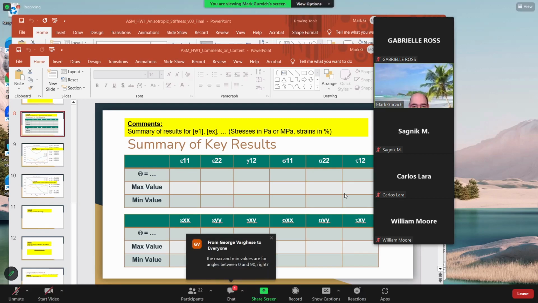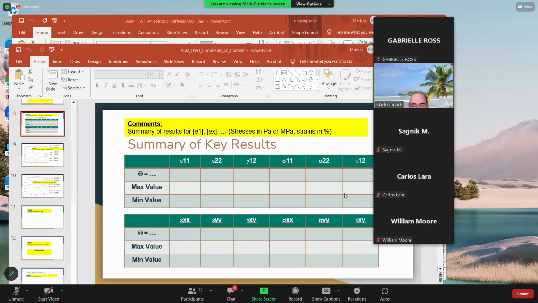One more question from George: the maximum values are for angles between 0 and 90? Correct, the answer is yes. Okay, any additional questions, comments?